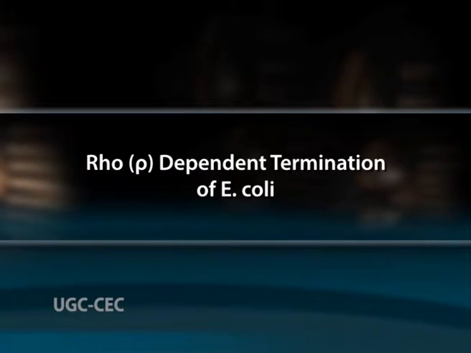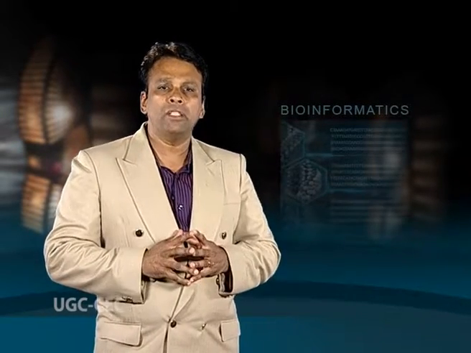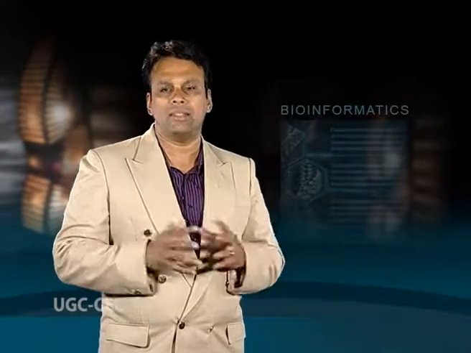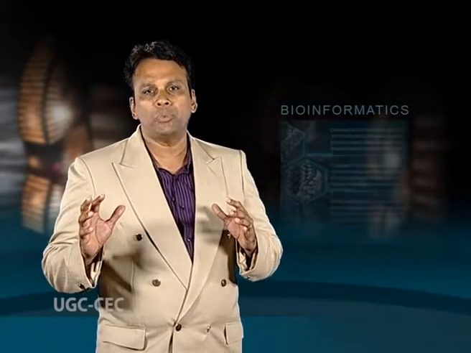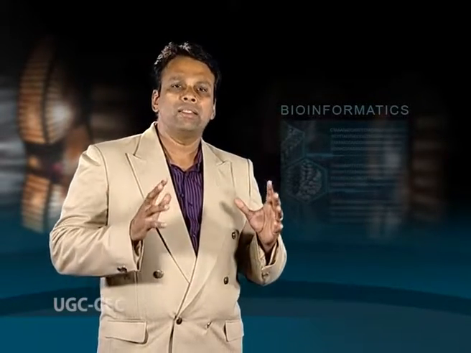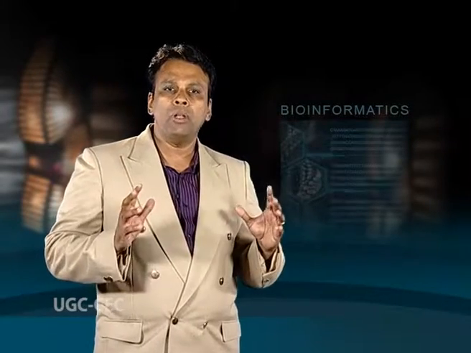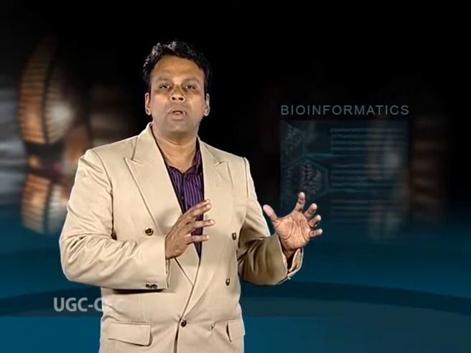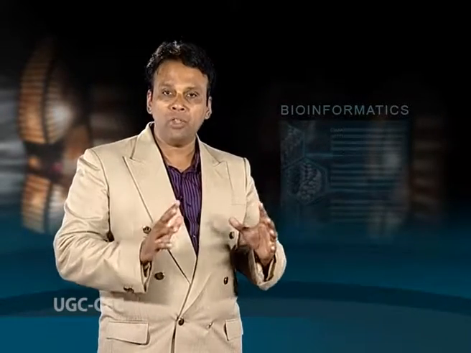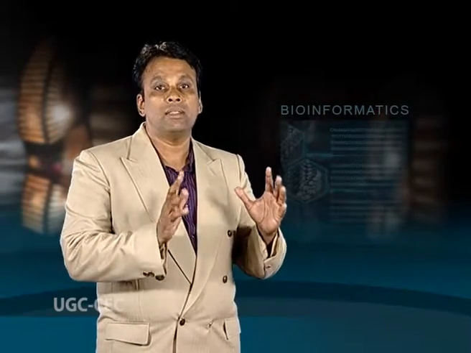Rho-dependent termination of E. coli. The mechanism by which Rho-dependent termination of transcription occurs is still uncertain. Rho-dependent sequences are 50 to 90 base pairs long, rich in cytosine residues and largely devoid of guanines. In Rho-dependent termination, the Rho protein binds to the growing RNA chain and moves from 5' to 3' along the RNA, seeming to pursue the RNA polymerase enzyme catalyzing the synthesis of the RNA chain.